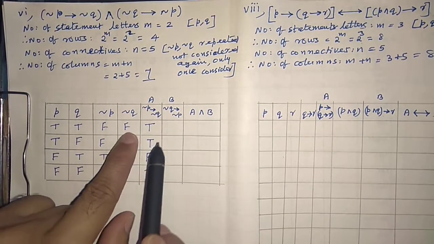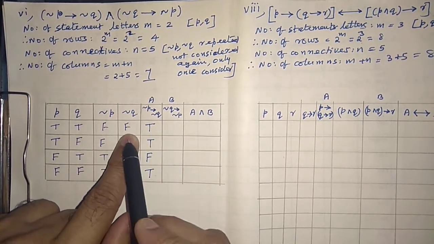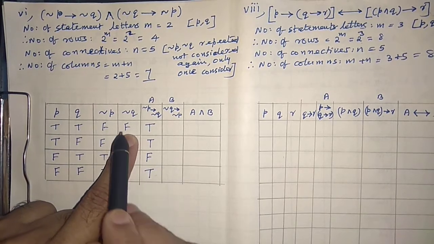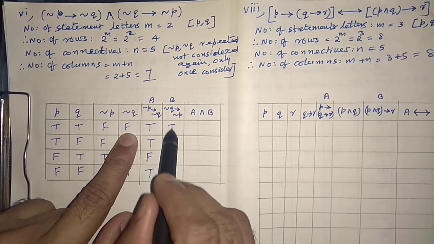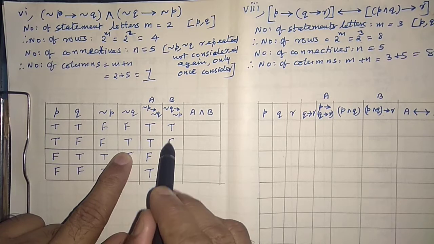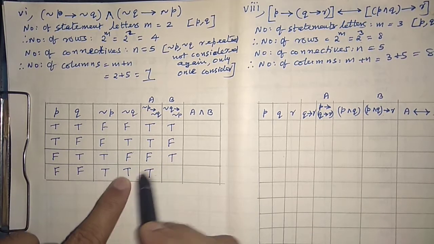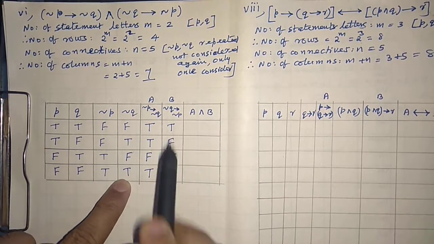This is T. Now negation Q implies negation P. Negation Q is first, negation P is second. First is this. It is T. TF, yes, it is F. It is T. T, T, T.